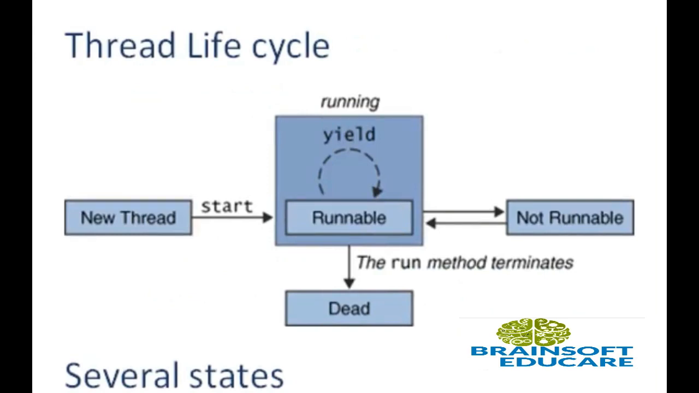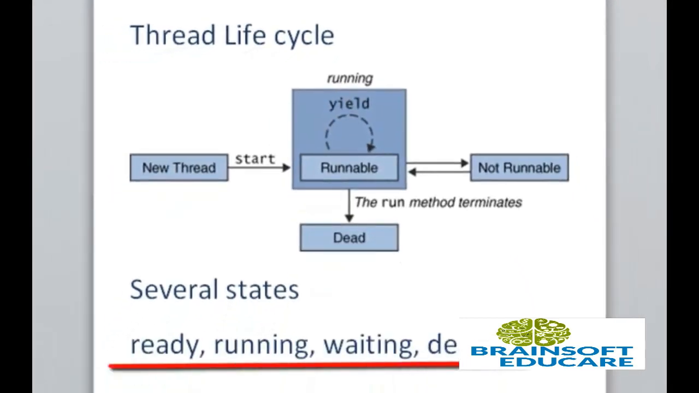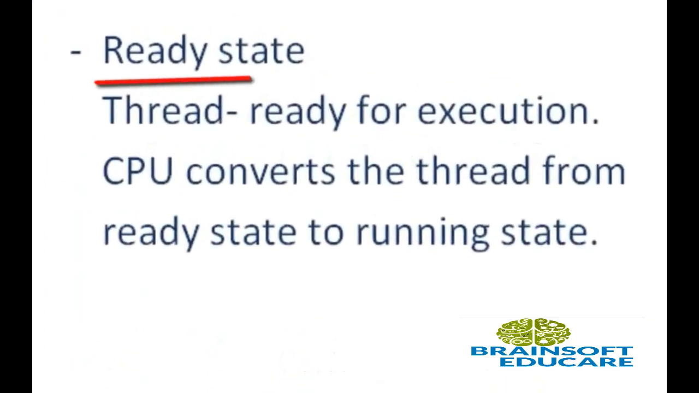Now let's take a look at the thread lifecycle. A thread may be in any of the states like ready state, running state, waiting state or dead state. First, ready state. If a thread is ready to execute, it means it's in ready state. When a thread gets access to the CPU, it turns from ready state to running state.